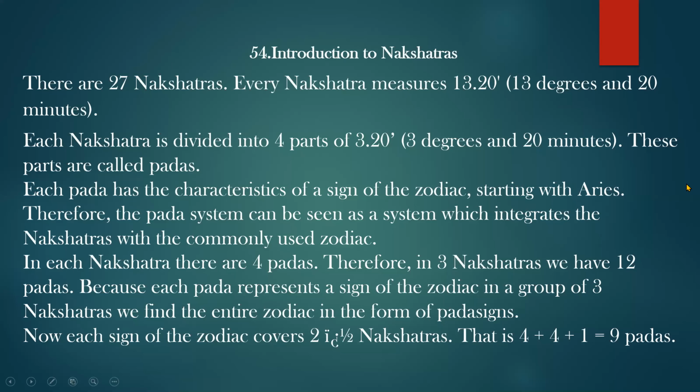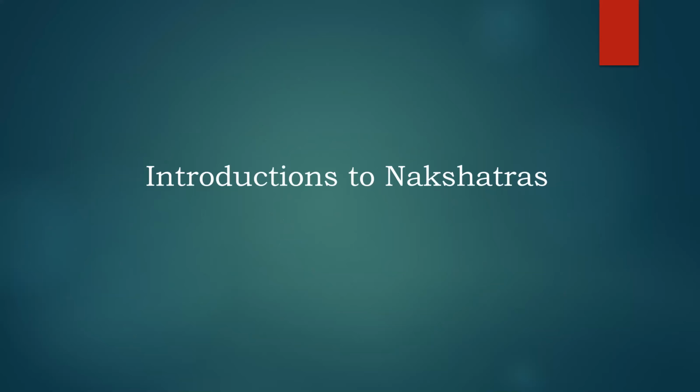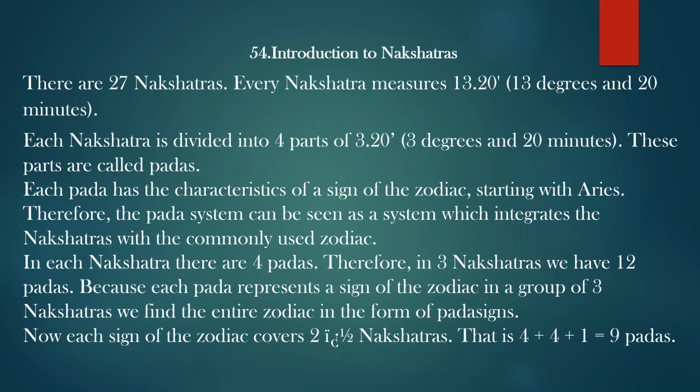Okay, now I'm going to read it again. Introduction of nakshatra, this is the first slide. The second one is that there are 27 nakshatras. As I said before, there is a 28th one, Abhijit. It's hiding behind Shravana and Dhanishta. Every nakshatra measures 13 degrees 20 minutes. So we have 27 nakshatras, and 27 multiplied by 13 degrees 20 minutes gives you 360 degrees.